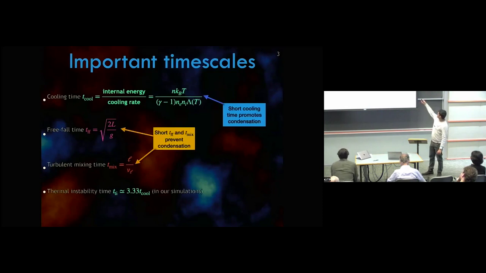So short cooling time means cold gas is more likely to come out of the hot phase, whereas shorter t_free fall and t_mix, because they are trying to prevent this cold gas from forming, will prevent condensation.